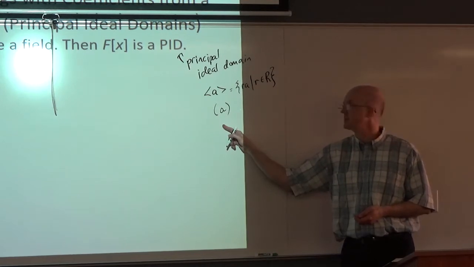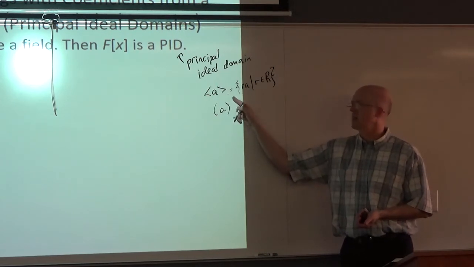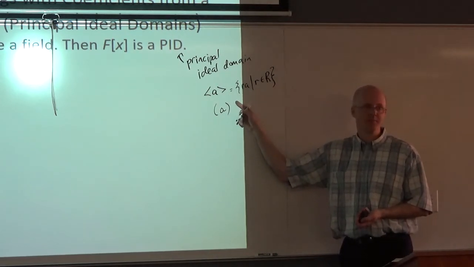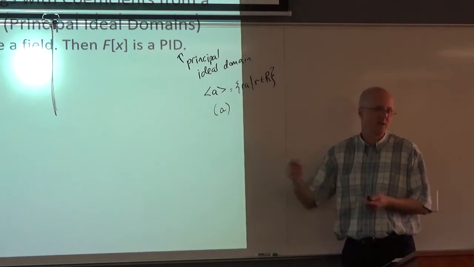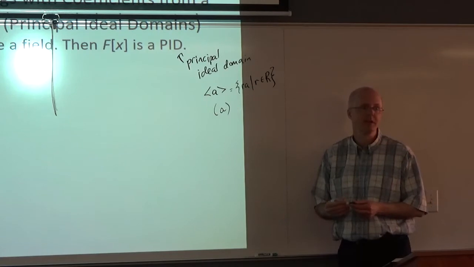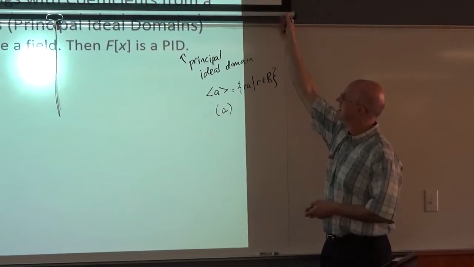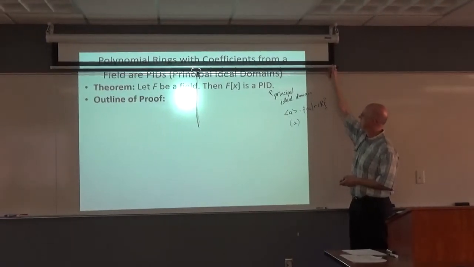So again, PID, principal ideal domain, is an integral domain. It's assumed to be an integral domain, first of all, in which every ideal is of this form. And PIDs, therefore, like cyclic groups, are relatively simple compared to other rings. That's the idea. Here's an outline of the proof.